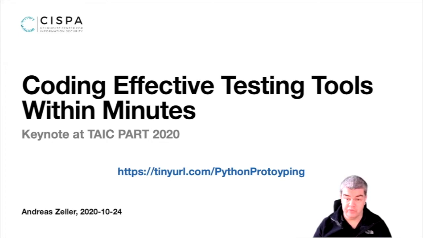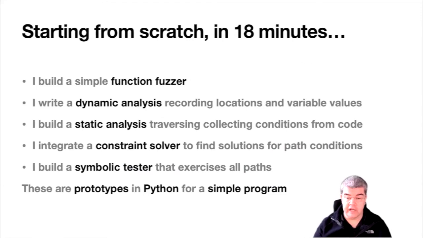Testing tools within minutes. If I say minutes, I actually mean minutes, because in 18 minutes, I'm going to show you how to build a simple function fuzzer, how to build a dynamic analysis for execution, how to build static analysis for code, how to integrate a constraint solver, and finally how to build a symbolic test generator that exercises all paths in a program. These are all prototypes in Python for a simple program. But still, let's go. Enjoy.